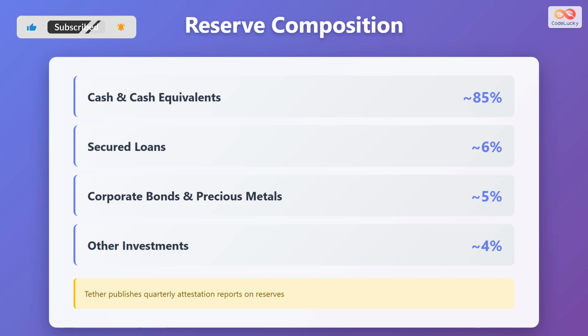Tether publishes quarterly attestation reports to provide transparency about these reserves. This backing is crucial because it gives users confidence that they can redeem their USDT for real dollars whenever they need to.